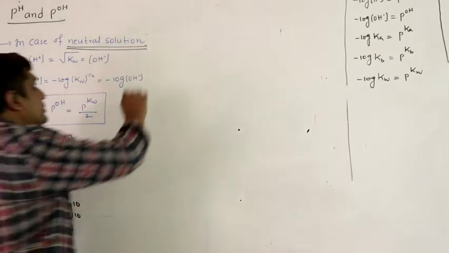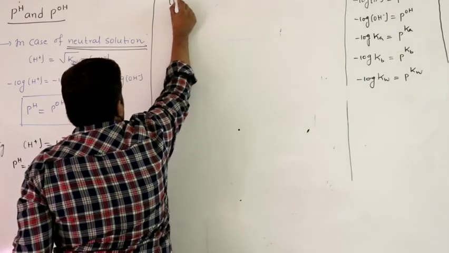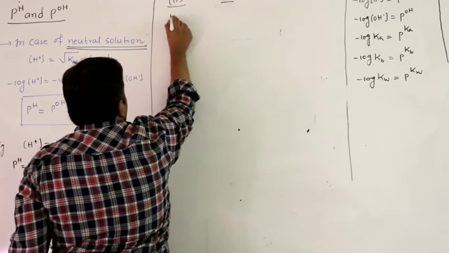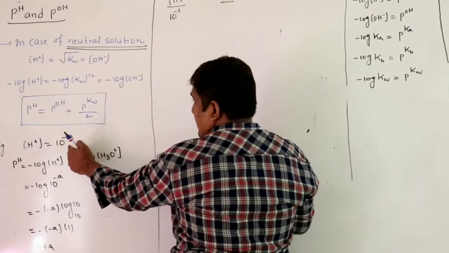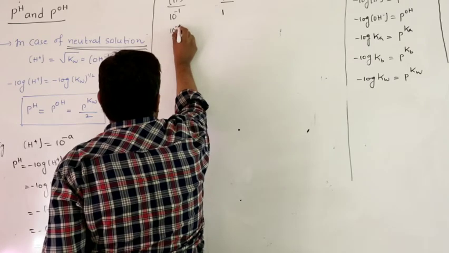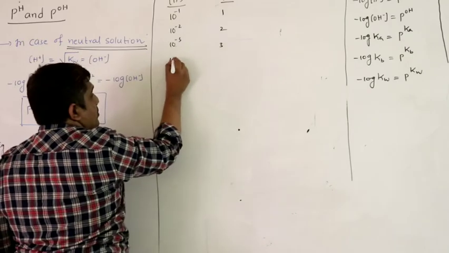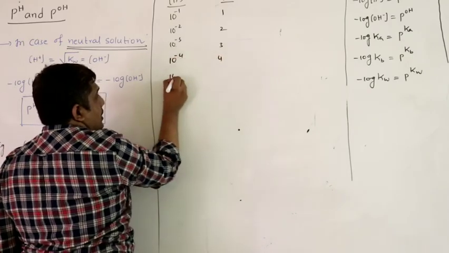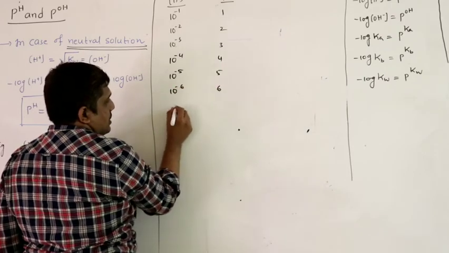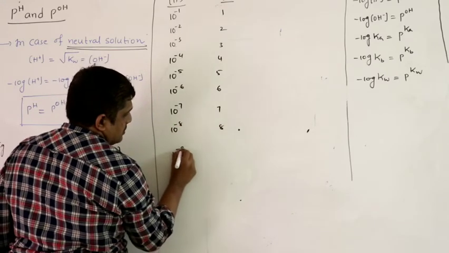Keeping this in mind, suppose if the concentrations of H plus are given like this, let us find the pH. Suppose if it is 10 power minus 1. So instead of A we have 10 power minus 1. What will be the pH? 1. 10 power minus 2, 2. 10 power minus 3, 3. 10 power minus 4, 4, 10 power minus 5, 5, 10 power minus 6, 6, 10 power minus 7, 7, 10 power minus 8, 8, and so on.